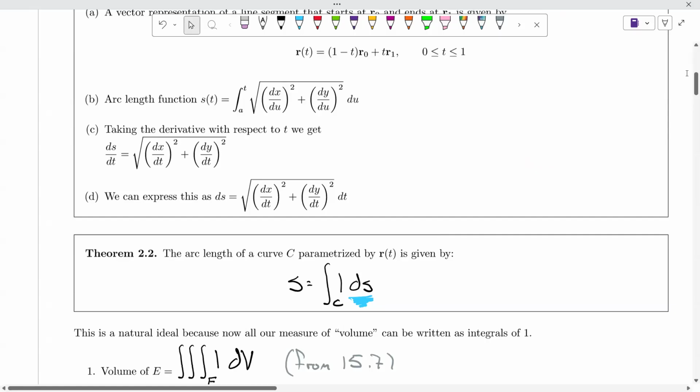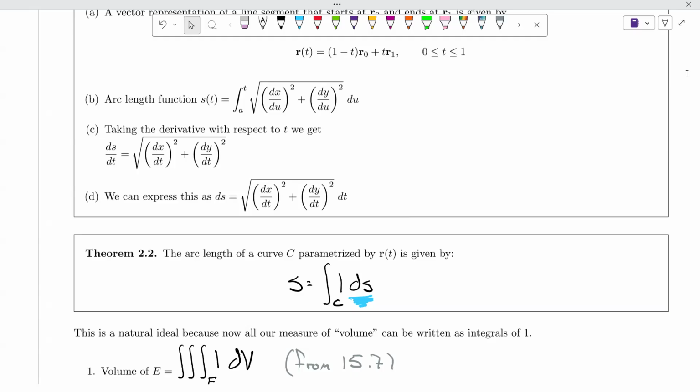Because when we start looking at these line integrals, just skipping ahead for a second to this arc length calculation down here, I have that the arc length is the integral of 1 times ds, which is a new differential that we haven't particularly seen before.